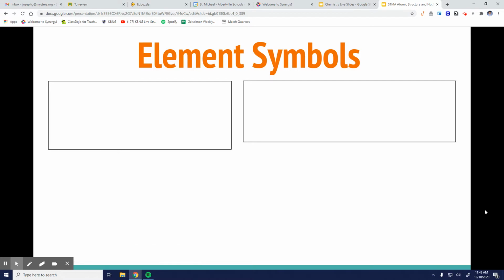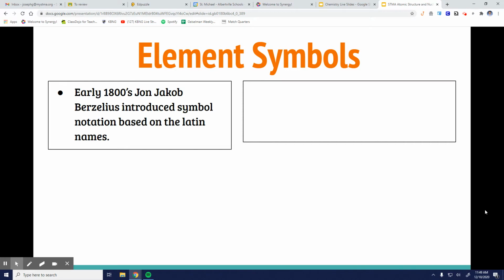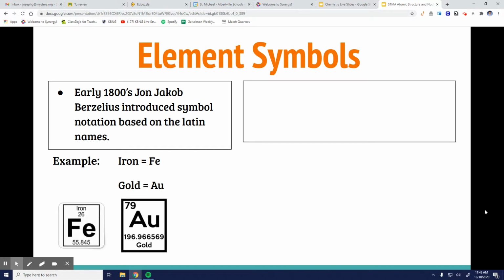So when we talk about atoms, we need to talk about elements as well. Early on, when they first started trying to organize all of the different elements, John Jacob Berzelius introduced the symbol notation based on Latin names. So iron was given the symbol Fe after the Latin name ferrous for iron, and gold got the abbreviation Au because Au was the beginning of the Latin word for gold.